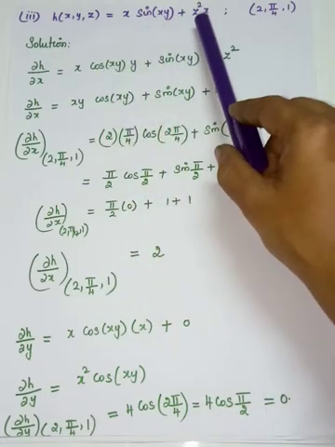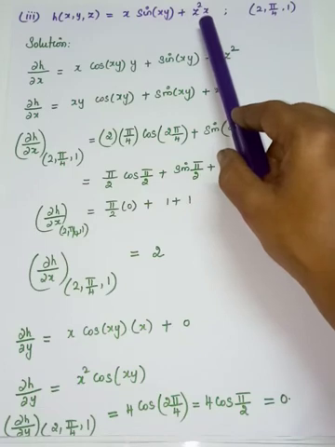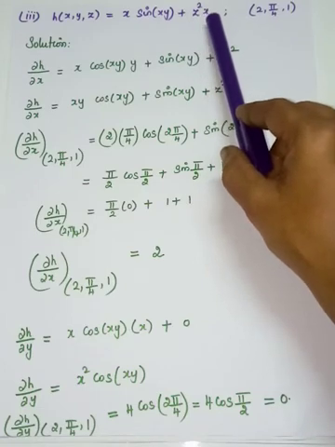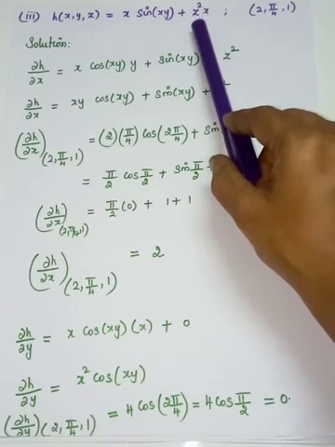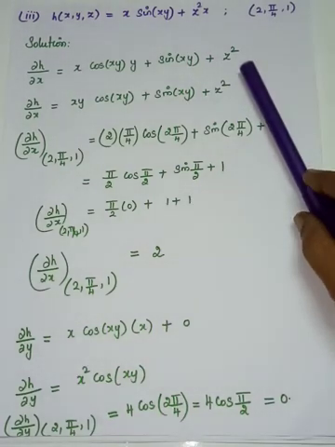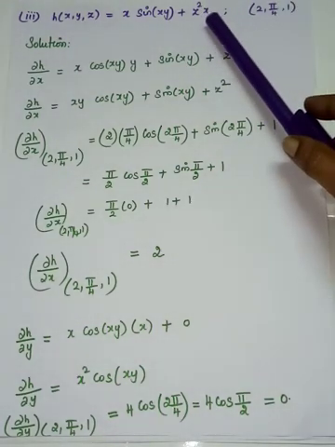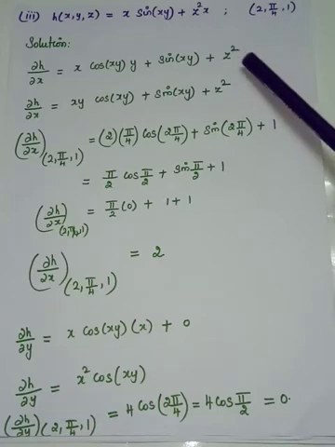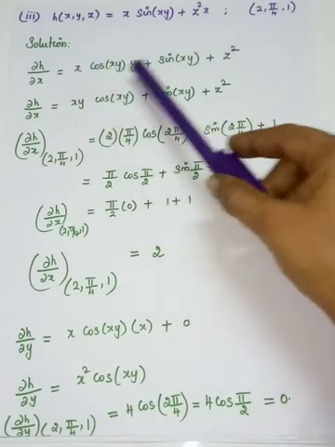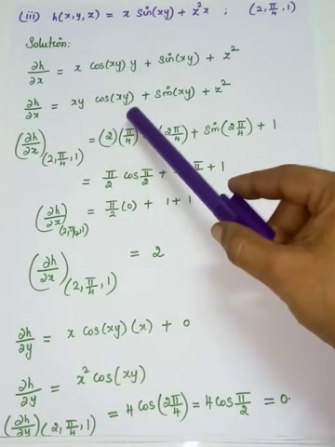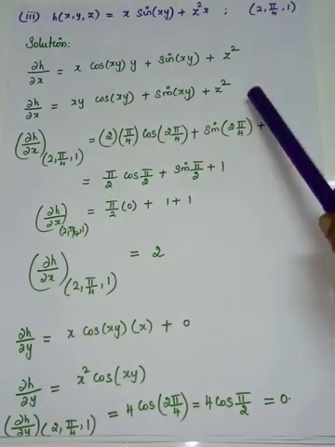And come to here. So here z squared x is involved. So x is a variable. What about z squared? It is a constant, so it is taken out first. What is remaining here? x, whose differentiation is 1. So you will get this answer. So x into y is xy cos of xy plus sine of xy plus z squared.